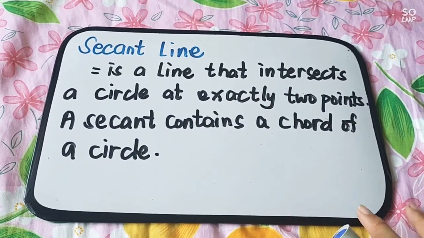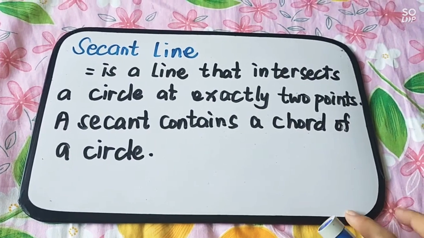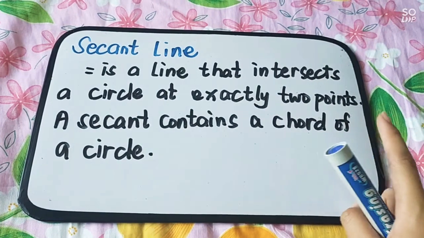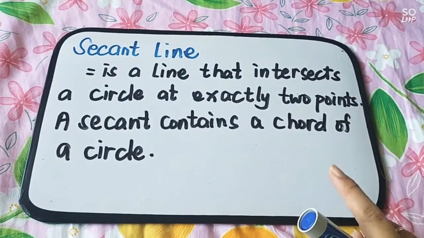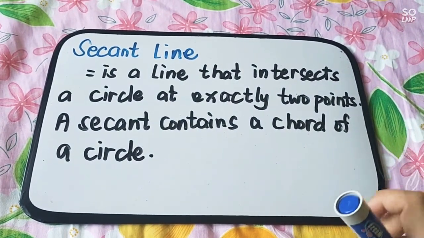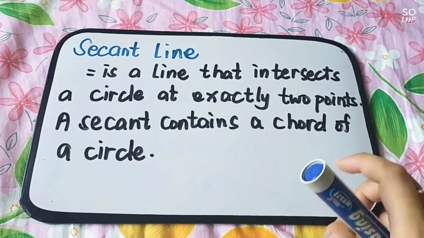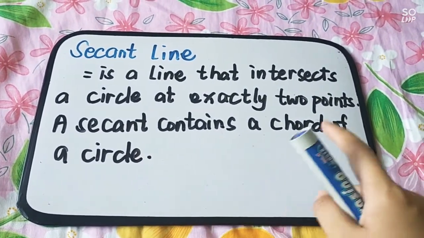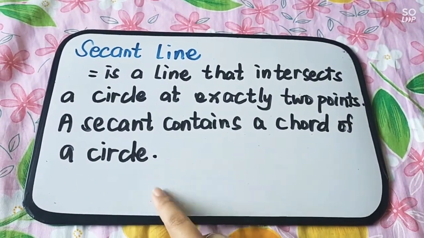Let us move on to secant line. When you say secant line, it is a line that intersects a circle at exactly two points. Earlier, the tangent line had exactly one point only. Now, we have exactly two points. So, a secant contains a chord of a circle.